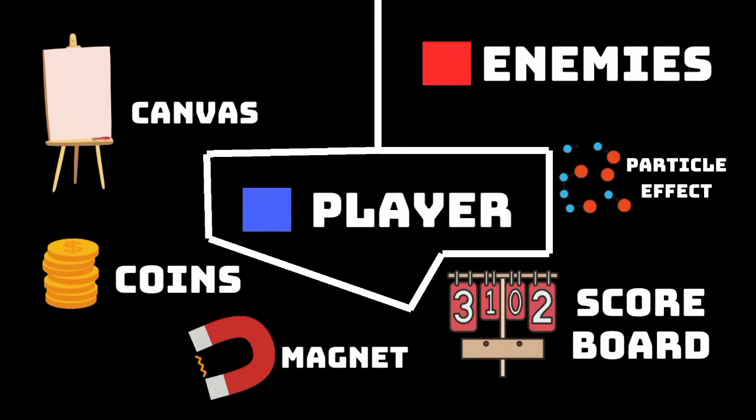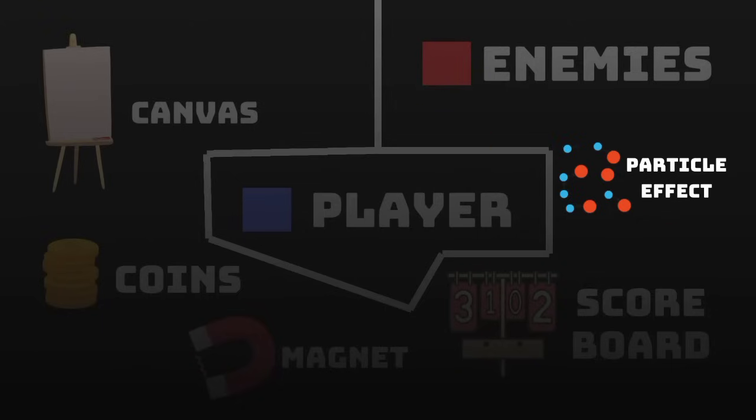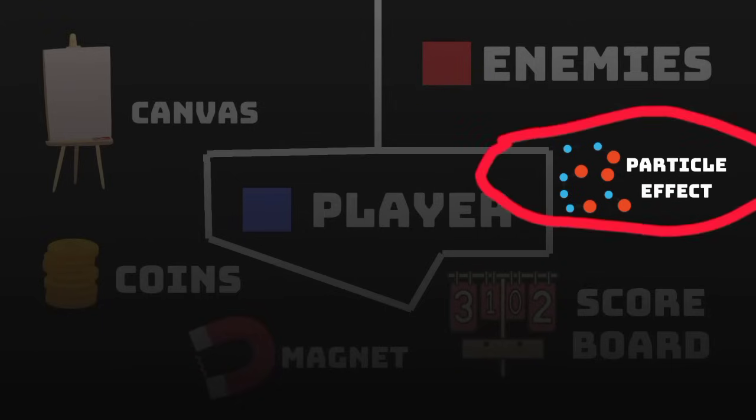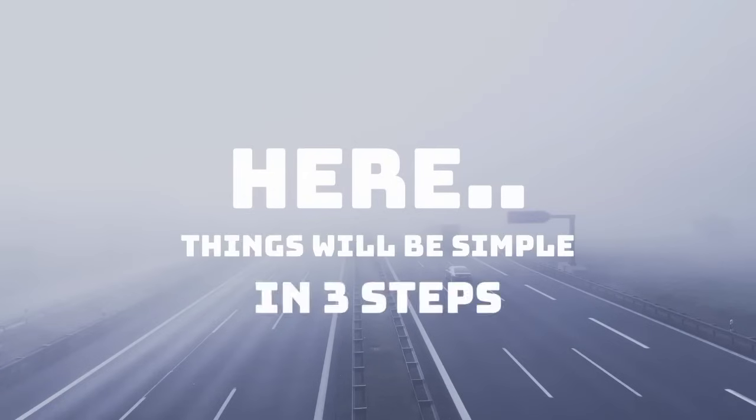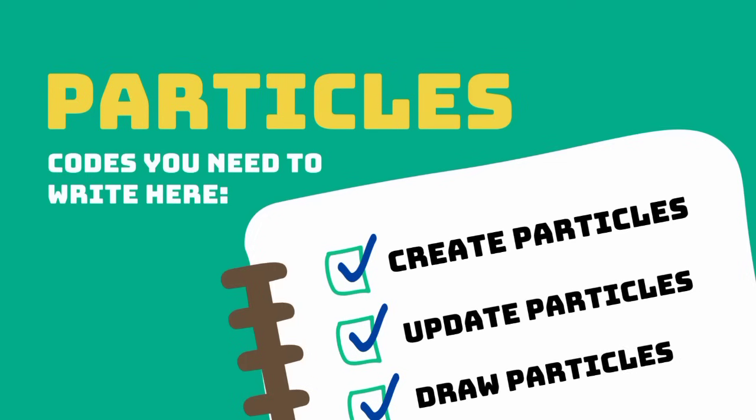But to make the coin collection interesting, let's move on to add the particle effects, which appear after the collection. Here, the things will be simple in 3 steps. You create particles, update their position on canvas, and draw them according to that. I'll try to explain the difficult steps behind this confusing code, so follow me on what I am saying.